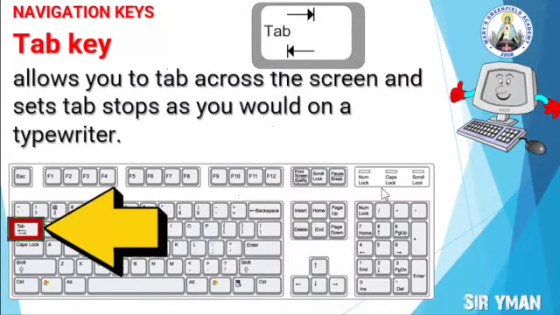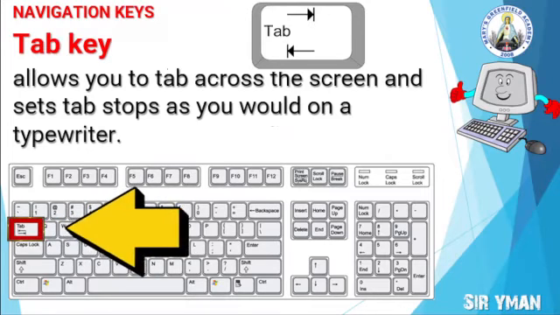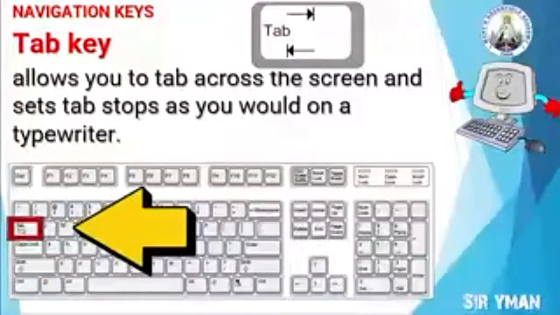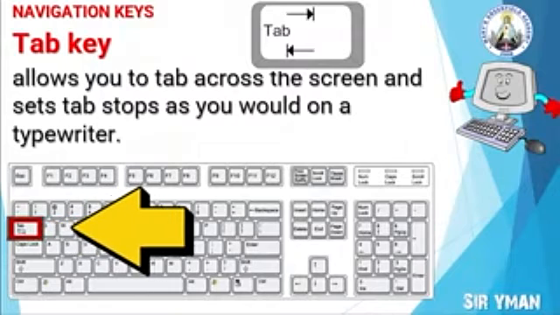As we continue, tab key naman tayo. The tab key is a key on your computer keyboard found at the far left of the keyboard beside the QWERTY. Makikita yung keyboard nyo, may nakalagay QWERTY, dyan makikita yung tab. It is a key that allows you to tab across the screen and set stops as you would on a typewriter. Tab is an abbreviation of tabulator key or tabular key. And it is used to advance the cursor to the next tab stop.